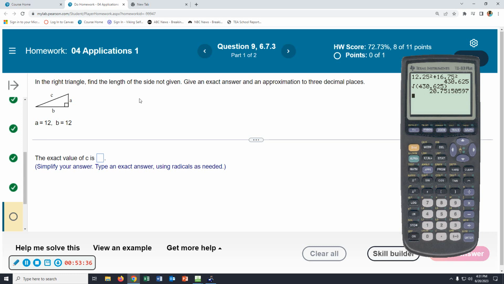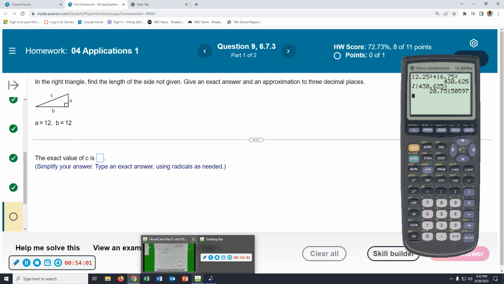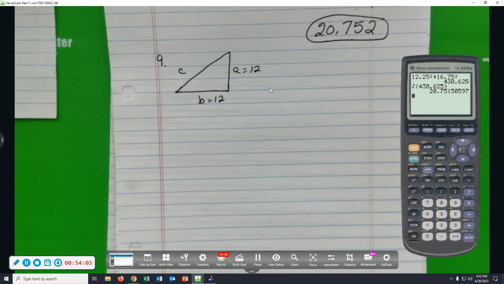That probably should have been, so I'm drawing the triangle, a, b, c. Both of those are 12. So these two sides are equal. Find c. Okay. Pretty much what we've been doing.